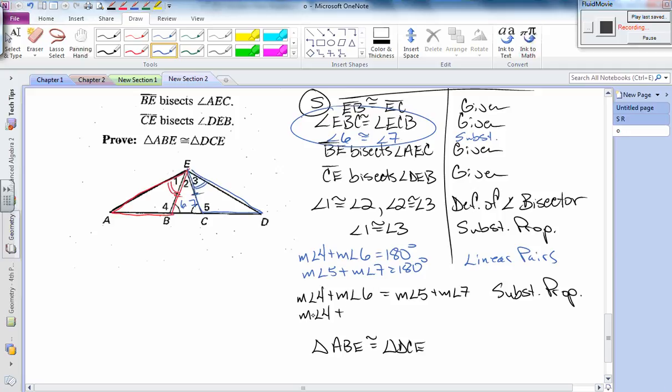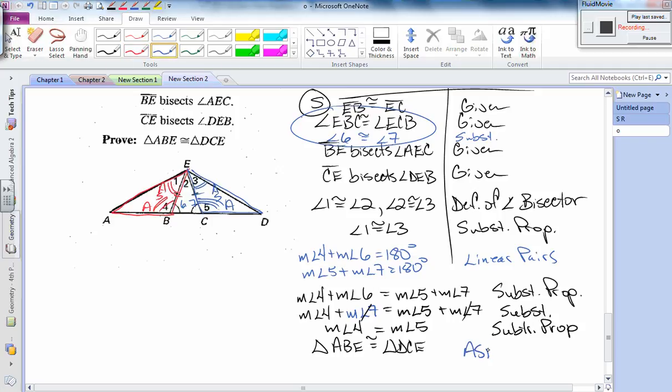What we can do down here is we can say the measure of angle 4 plus the measure of angle 7 equals the measure of angle 5 plus the measure of angle 7. Substitution, and then if we subtract 7 from both sides, we get that the measure of angle 4 equals the measure of angle 5. That's a subtraction property of equality. And what that allows us to do is to say that this angle is congruent to this one and use angle, side, angle to prove these triangles congruent.